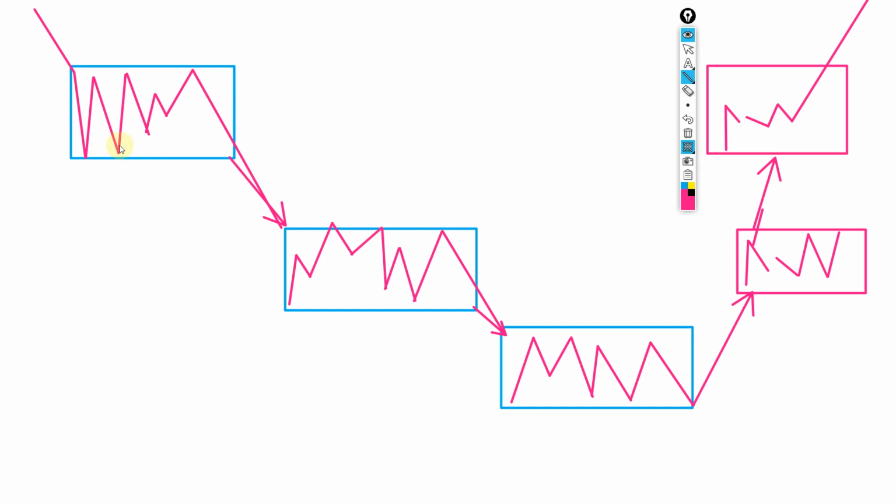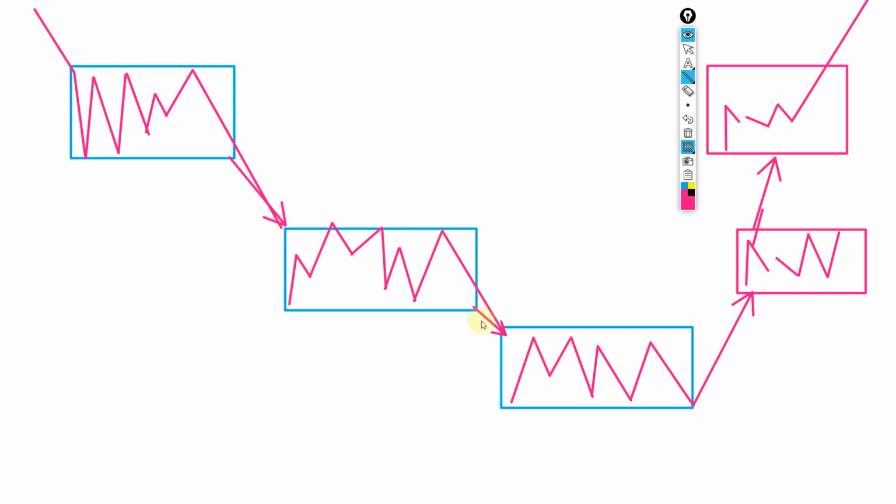So from here, this is how I look at the market. These boxes signify what we call the correction. These are movements against the trend. Then this movement here, this smooth movement, is what we call an impulse movement. It is going together with the trend.